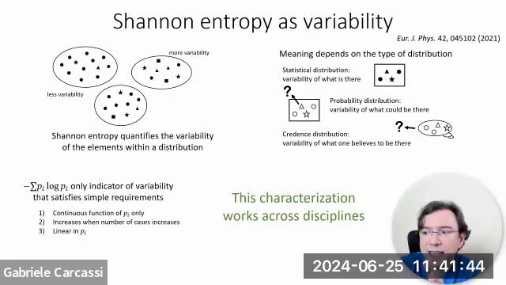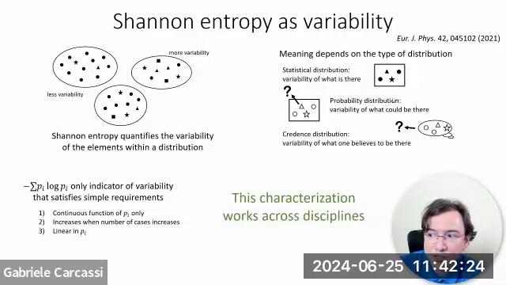And the interesting thing is that this characterization works across disciplines, because in things like ecology and sometimes economics, the Shannon entropy is actually used to characterize variability of species, variability of things. And so this is a very good characterization that works across fields. And the meaning of that variability will depend on what the elements in the set are. So, for example, if you have a statistical distribution, a bag with different objects inside, and you calculate the variability, then the Shannon entropy is going to be the variability of what is actually there, which is one thing, something objective.